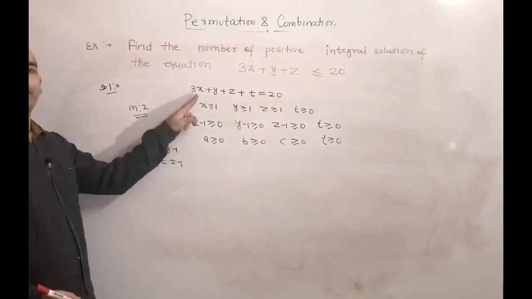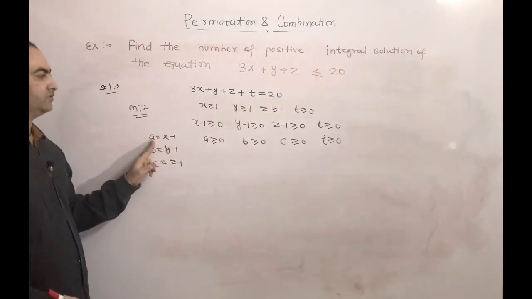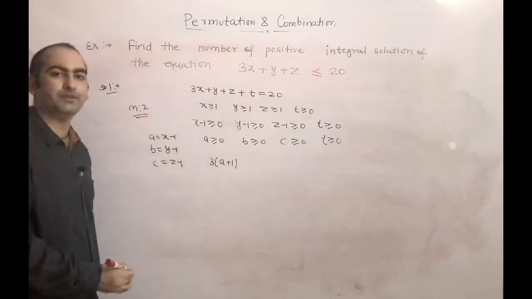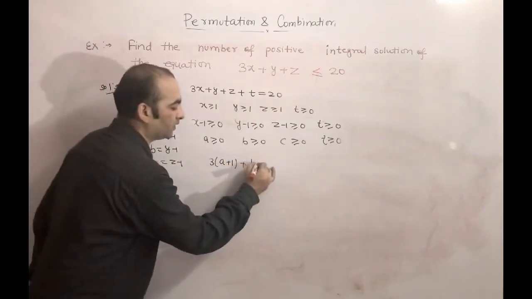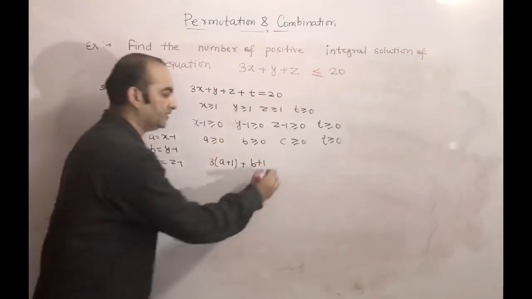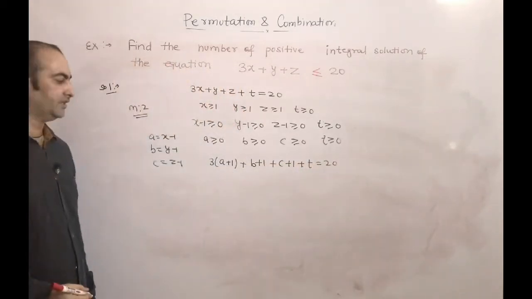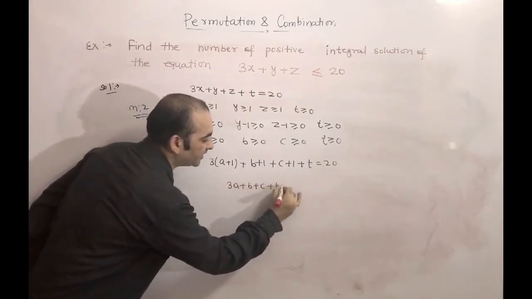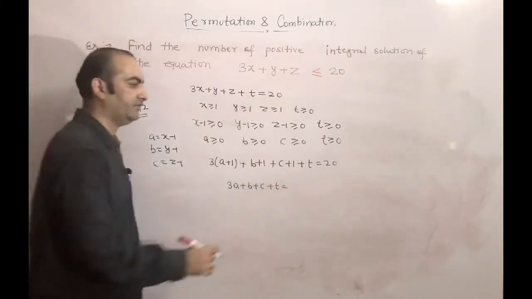Now in this equation we will put the x, y and z values from here. X is A plus 1, so putting the x value, 3 times A plus 1, plus the y value, B plus 1, similarly the z value, C plus 1, plus T equals 20. This will come. So here 3A plus B plus C plus T equals 20, plus 3 plus 1 plus 1, which is 5. So if we take the 5 to this side, what will come?